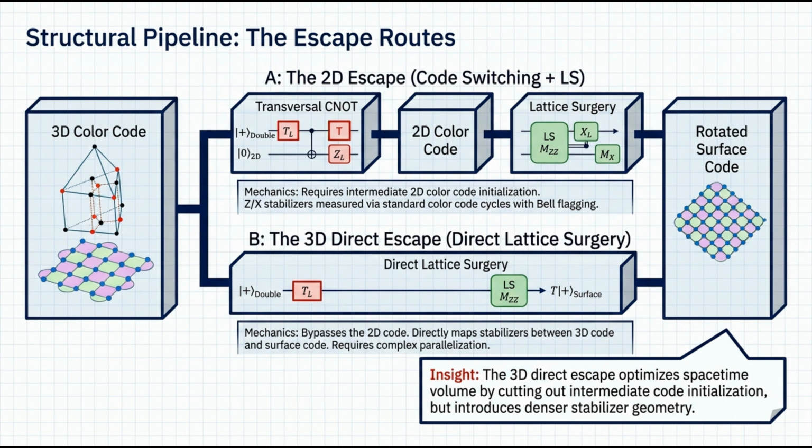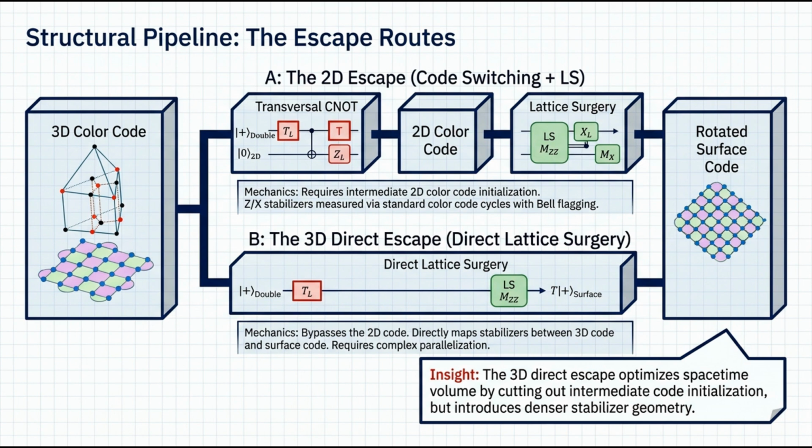Once the magic state is prepared in the three-dimensional color code, it must escape into a larger rotated surface code to perform logical processing. The authors compare two distinct escape routes. Route A, the two-dimensional escape, utilizes a transversal controlled NOT gate to switch the state from the doubled color code to an intermediate two-dimensional color code, which is then expanded into the rotated surface code via lattice surgery. This route requires intermediate two-dimensional color code initialization and standard color code cycles, with bell flagging to parallelize syndrome extraction.